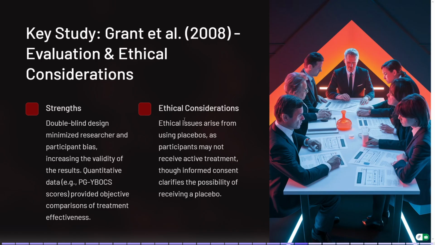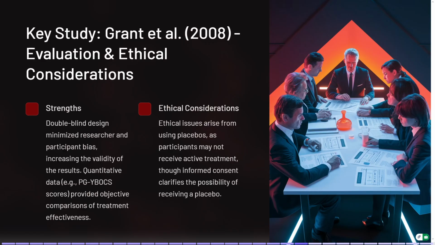Now, ethical considerations. An ethical issue arises from using a placebo, because participants did not benefit and may not receive active treatment. When you do not treat people and just use them in a study as a control group, at least at the end of the study, try to compensate by giving them the treatment as well. But if you do not mention the treatment, the study will be criticized.